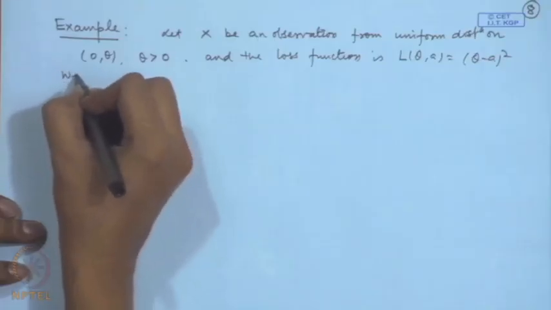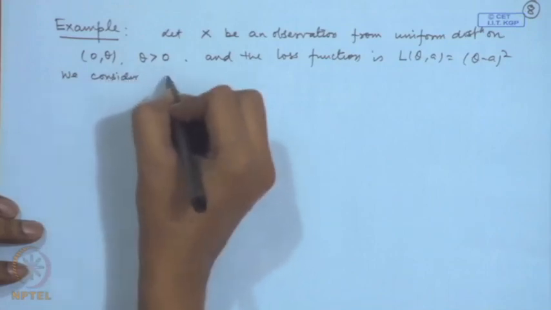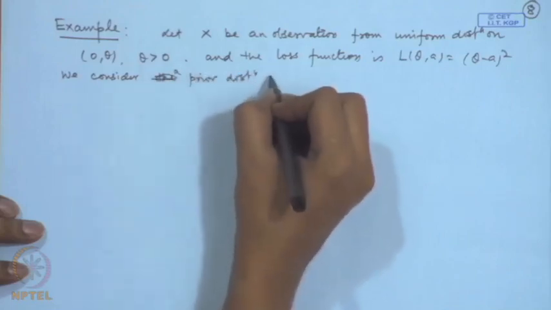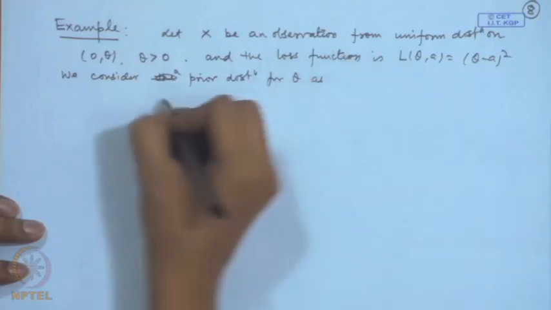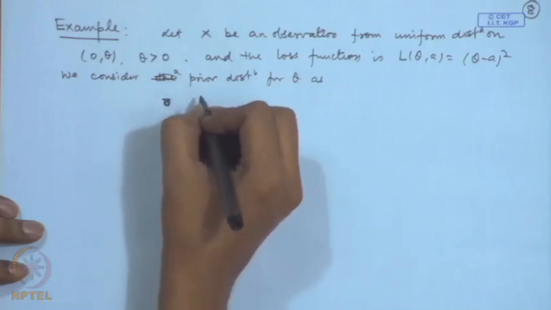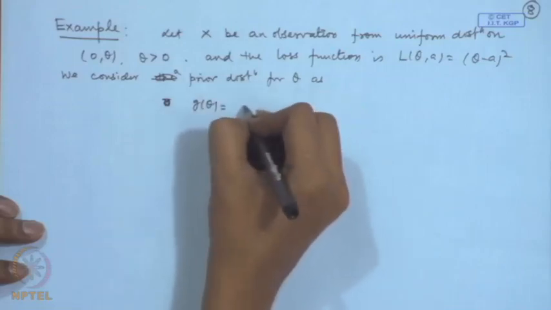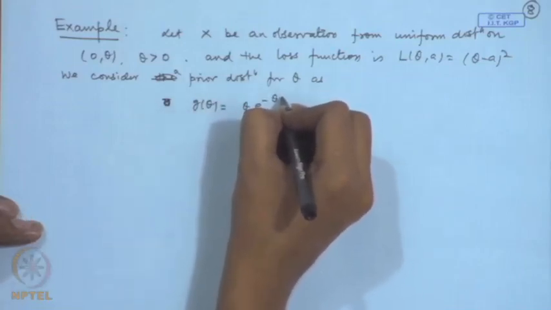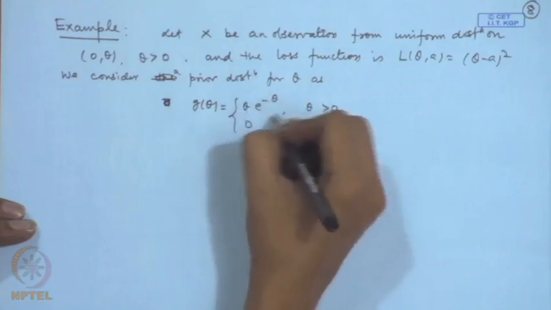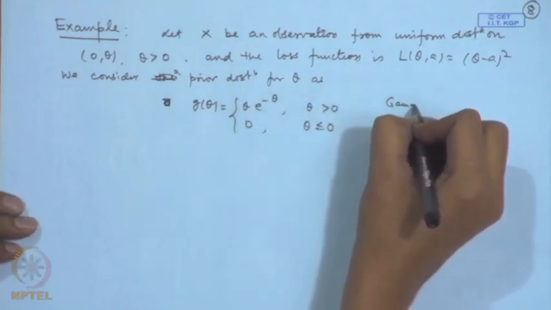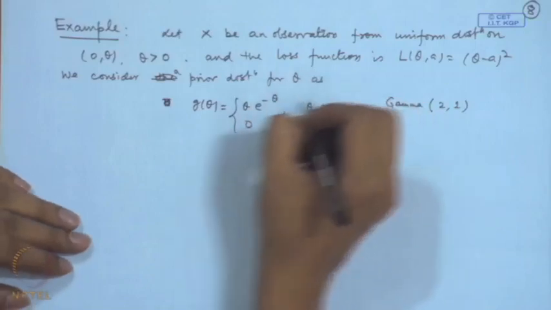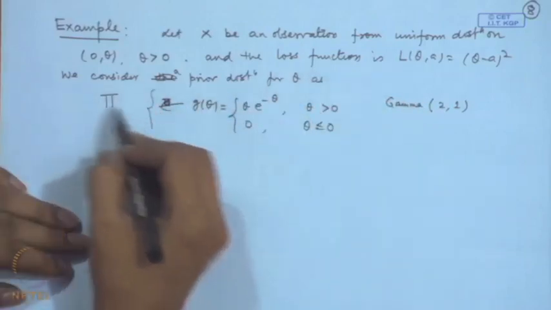Now, we consider a prior distribution for theta, say pi. We will give some notation here. Let us call it, say, g theta equal to theta e to the power minus theta for theta greater than 0, and 0 for theta less than or equal to 0. If you observe it carefully, it is actually the gamma distribution with parameters 2 and 1. We call the distribution pi.